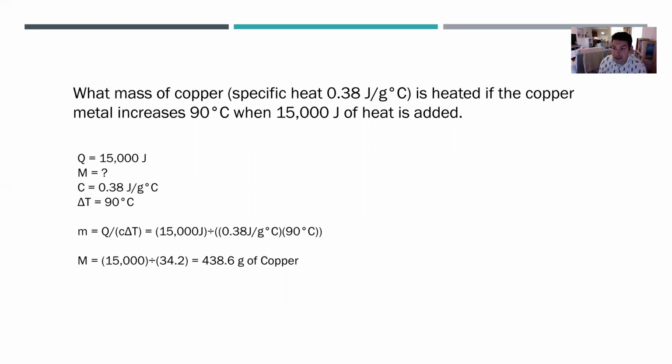438.6 grams of copper. So here we were solving for the mass, still using Q equals mc delta T. We did have to manipulate it a little bit, but the same formula, so list those pieces.